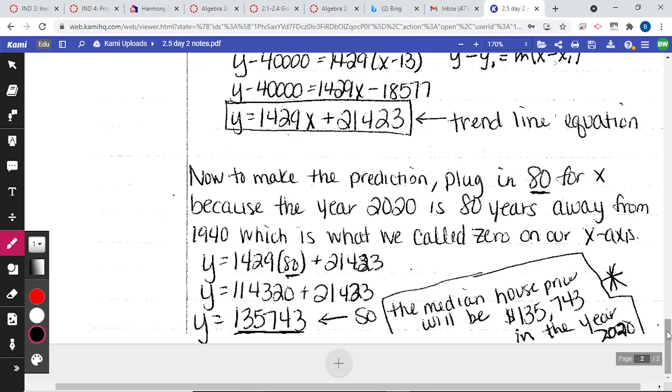So you'll be doing some of these for homework with some data. And that's all for now.